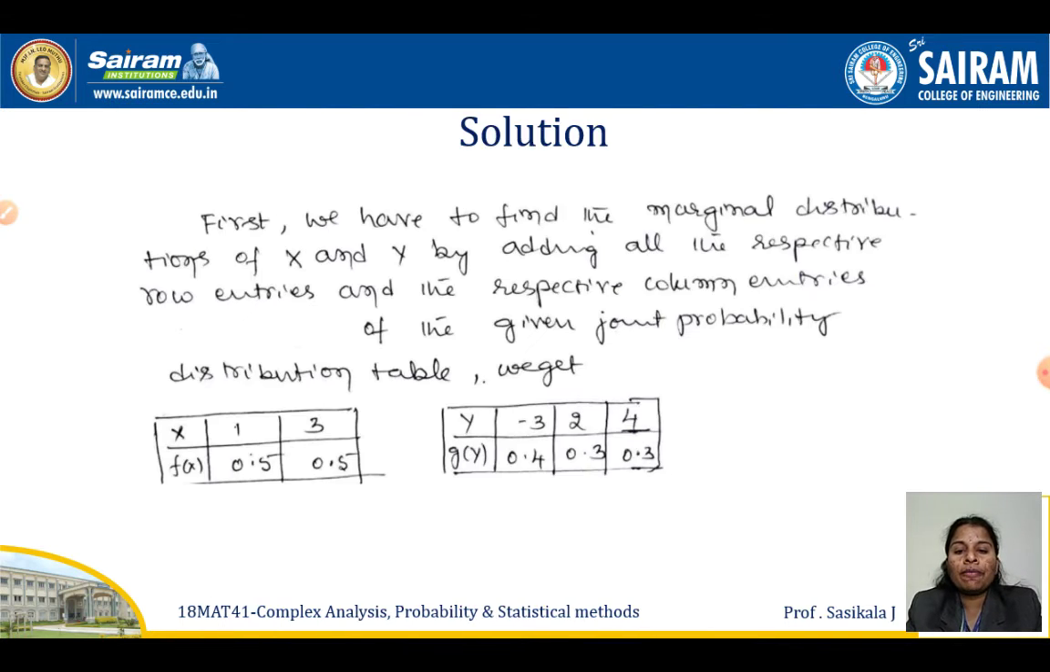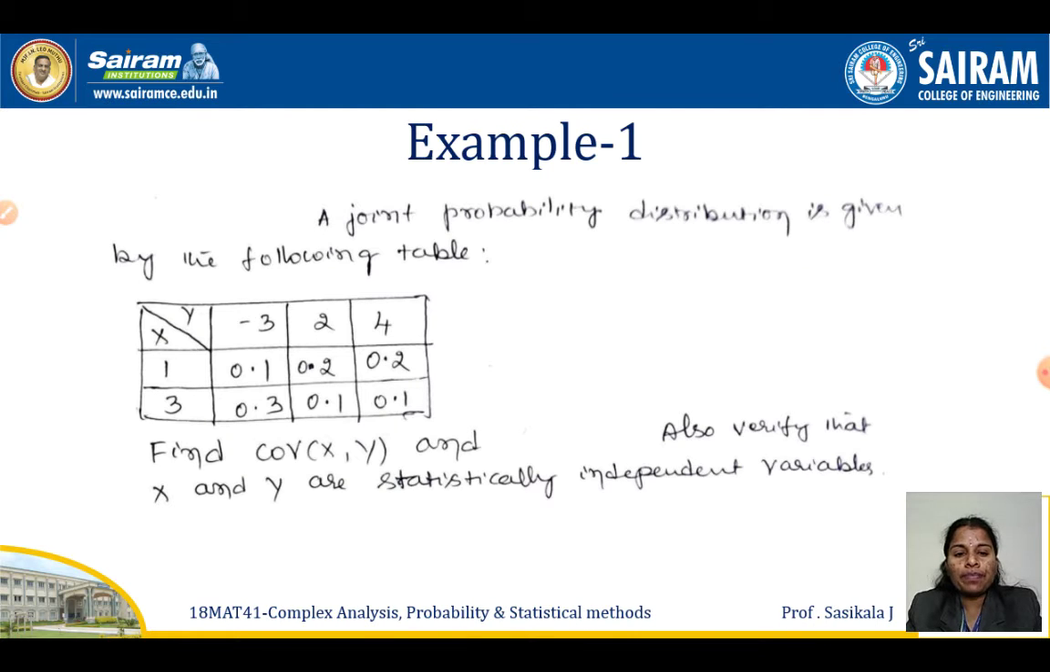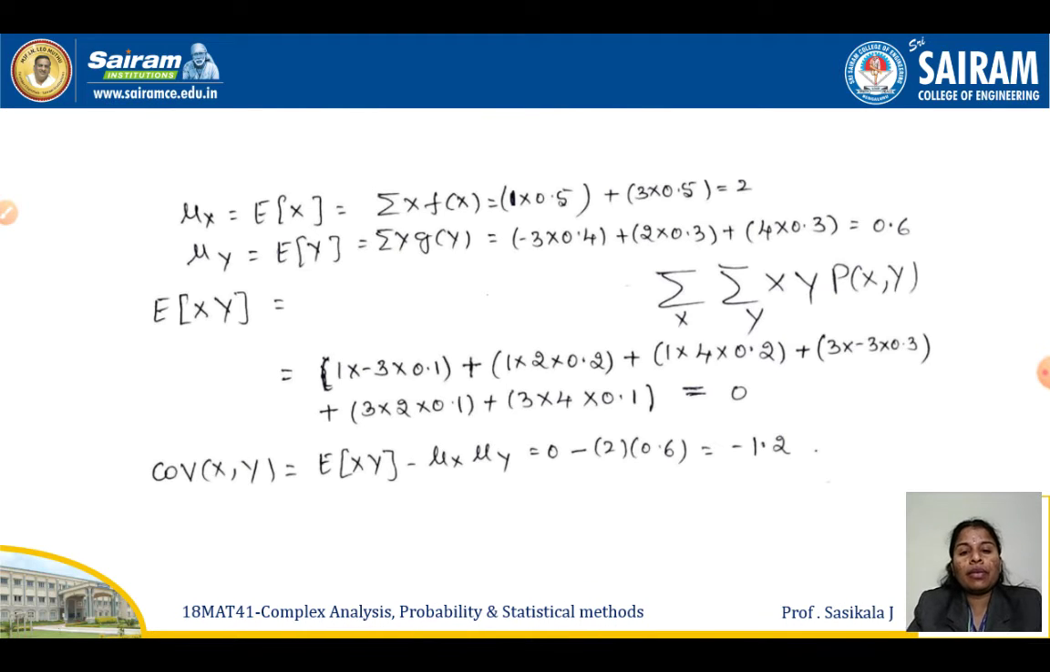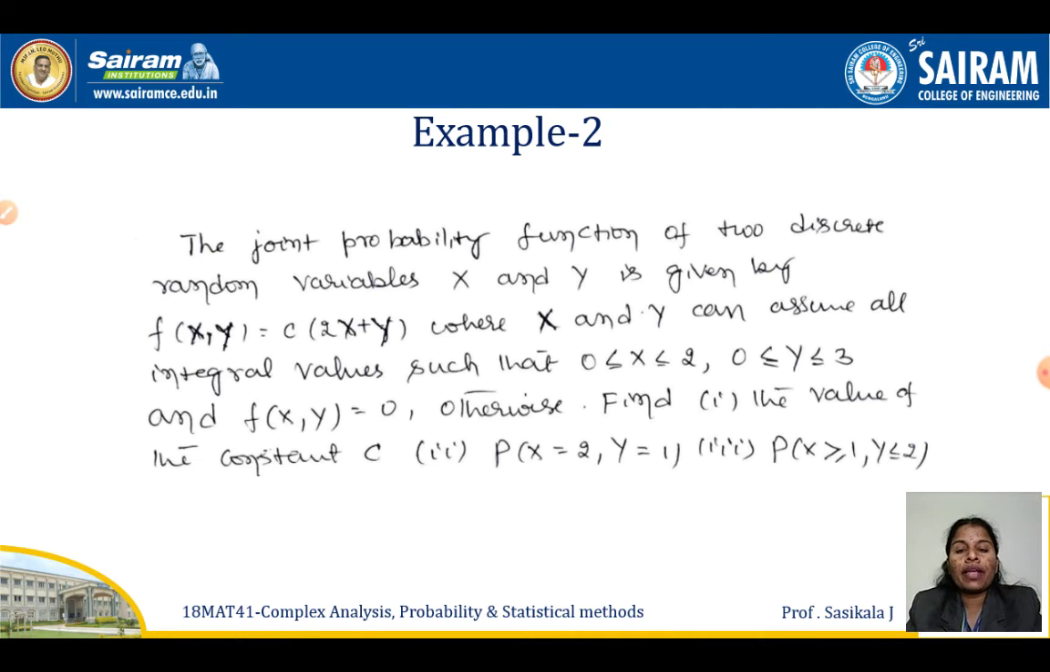Next, the question also asks us to verify whether x and y are statistically independent variables. So what is that? Independent variables means what? The two values are supposed to be equal. So it is not an independent variable, because the values are not equal: expectation of xy will be 0 and you are getting minus 1.2. So it is not independent. Now you can go with example 2.